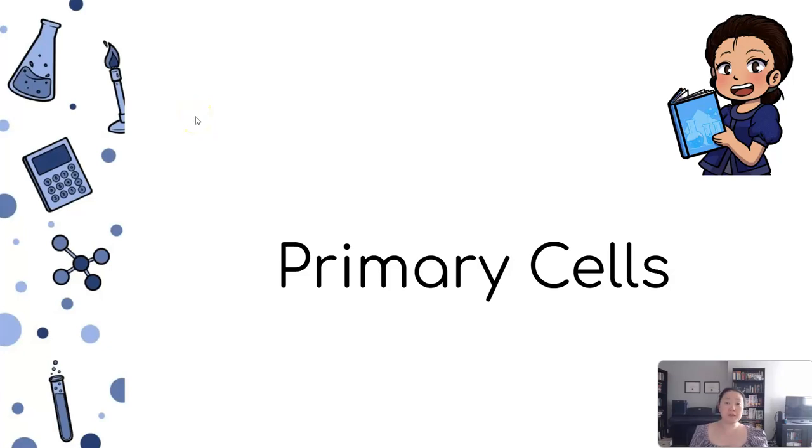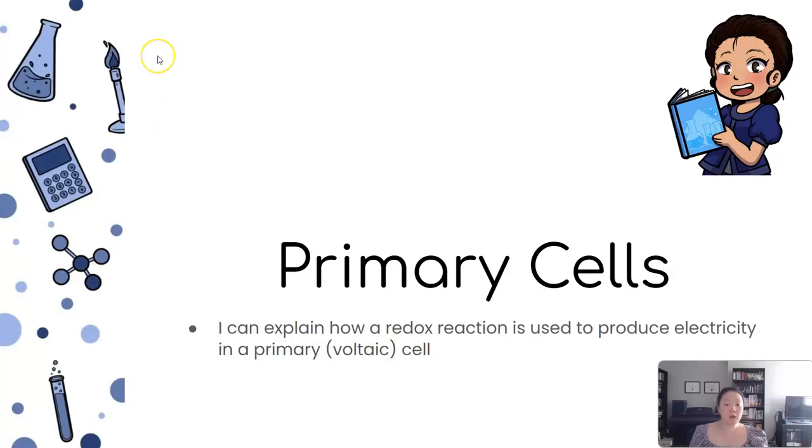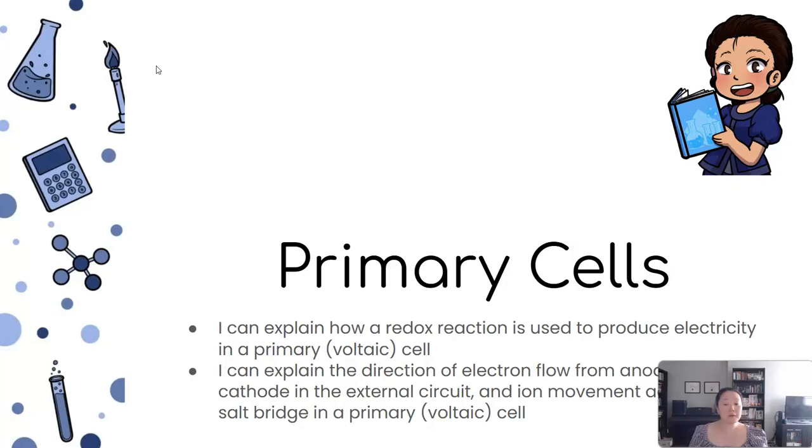By the end of this lesson, you should be able to explain how a redox reaction is used to produce electricity in a primary or voltaic cell, and explain the direction of electron flow from anode to cathode in the external circuit and ion movement across the salt bridge in a primary voltaic cell.